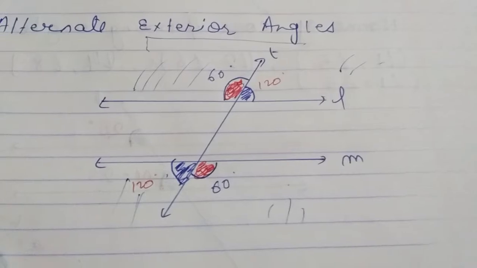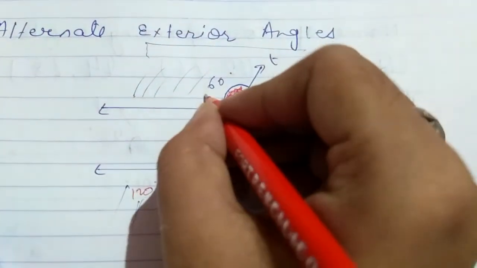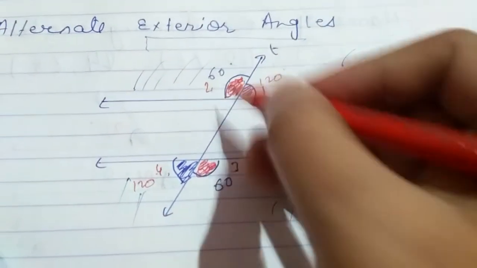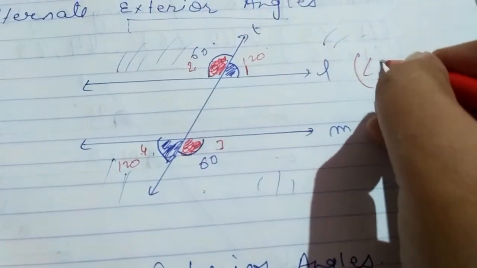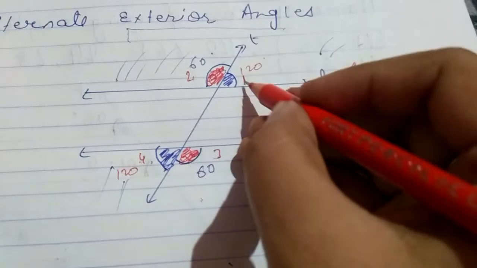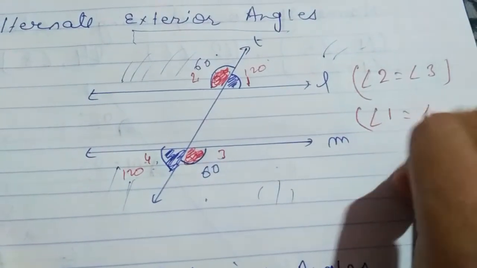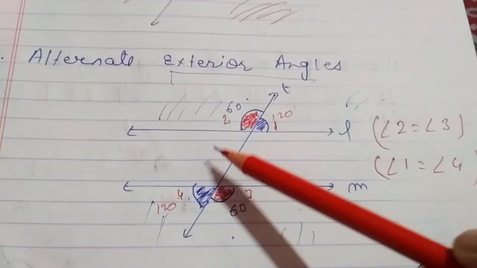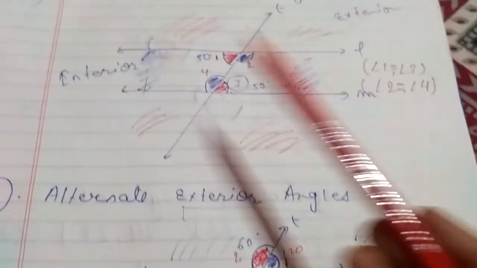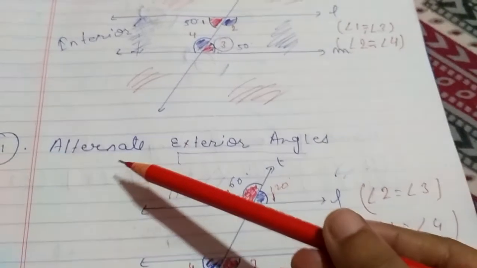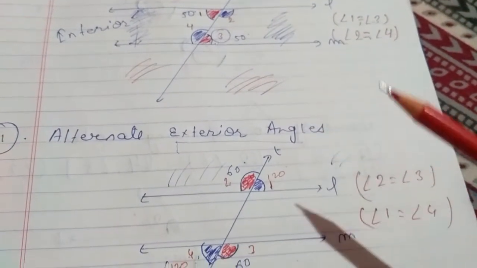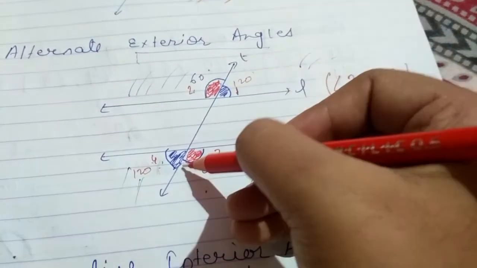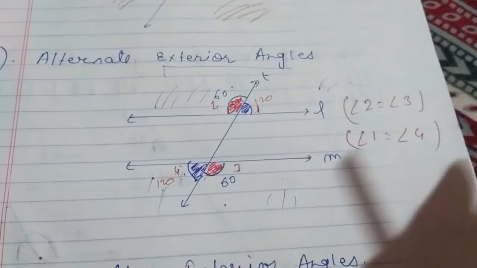Suppose you number the angles 1, 2, 3, 4, then you can write like this: angle 2 is equal to angle 3, and angle 1 is equal to angle 4. Here you can understand two things: alternate interior angles and alternate exterior angles. Both pairs of exterior angles are the same, and the same is true in interior angles also.